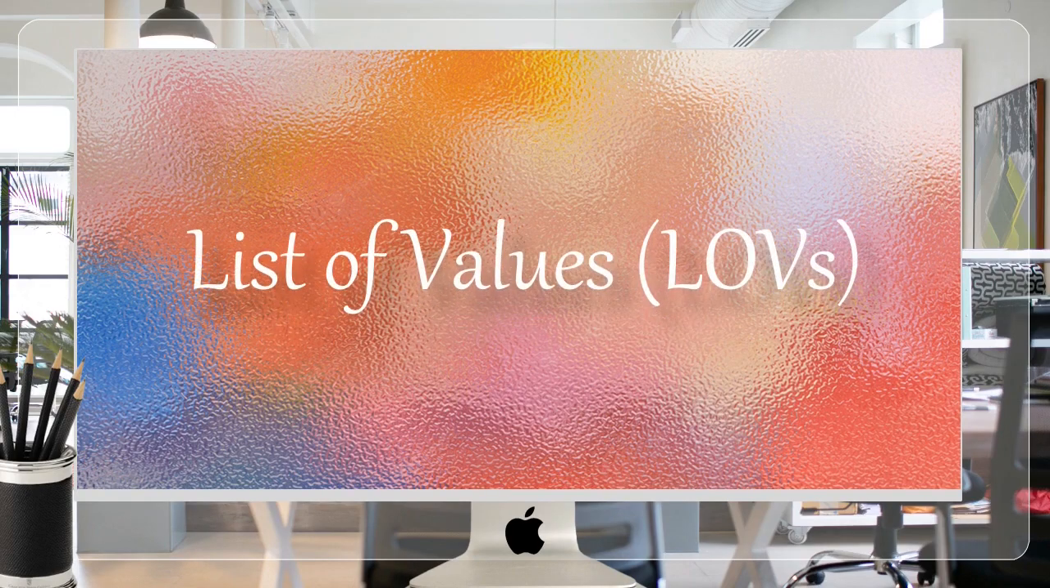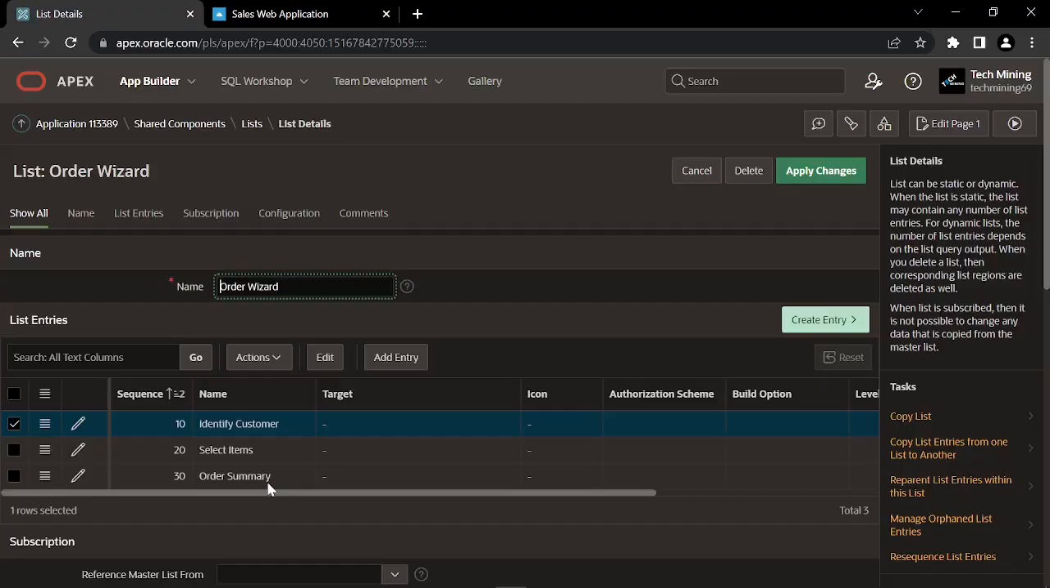List of values, also known as LOVs, is used to control input values and limits the user's selection. You can define two types of lists, static and dynamic. A static list of values is based on predefined display and return values. A dynamic list of values is based on a SQL query, and it is executed at runtime.